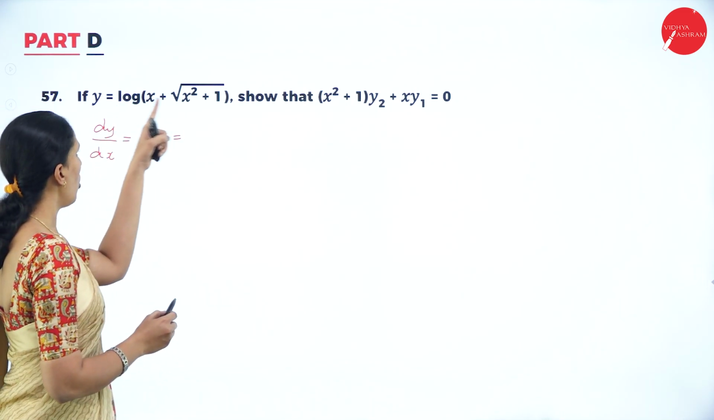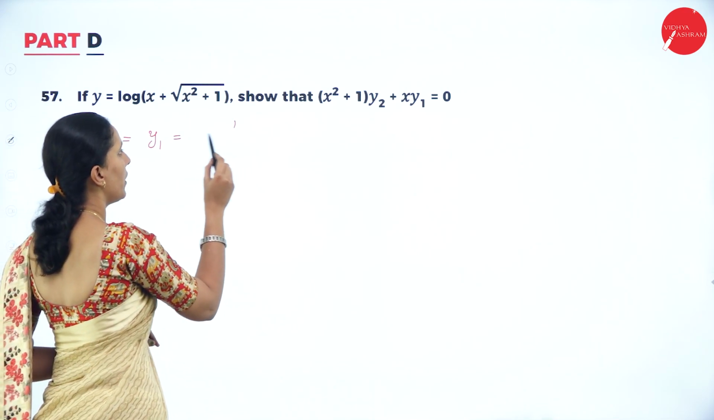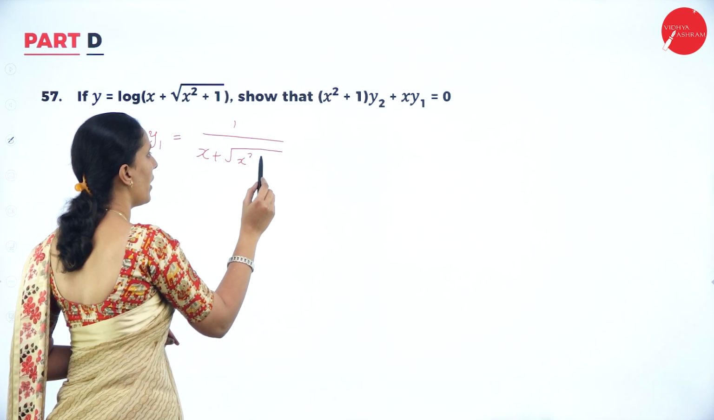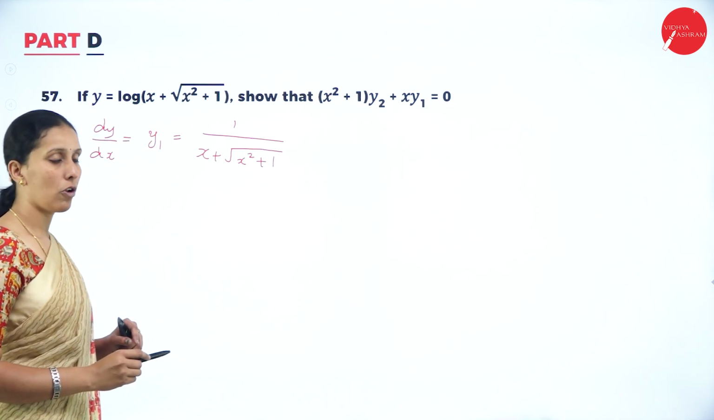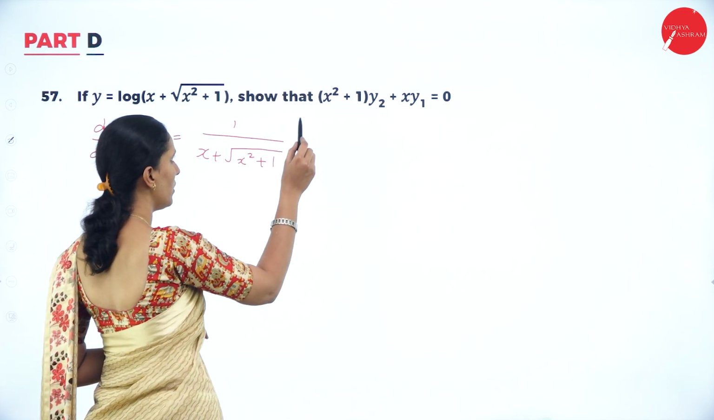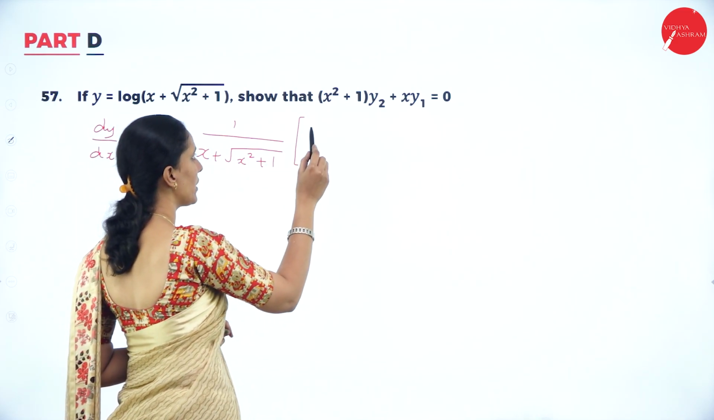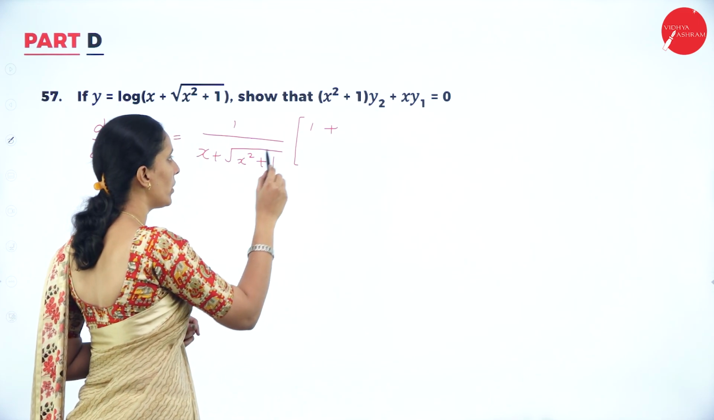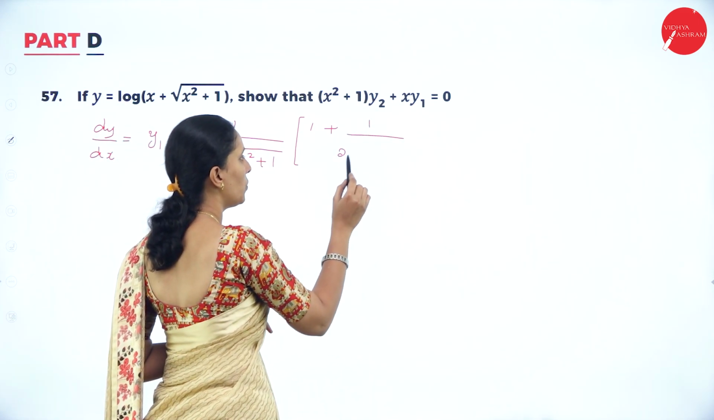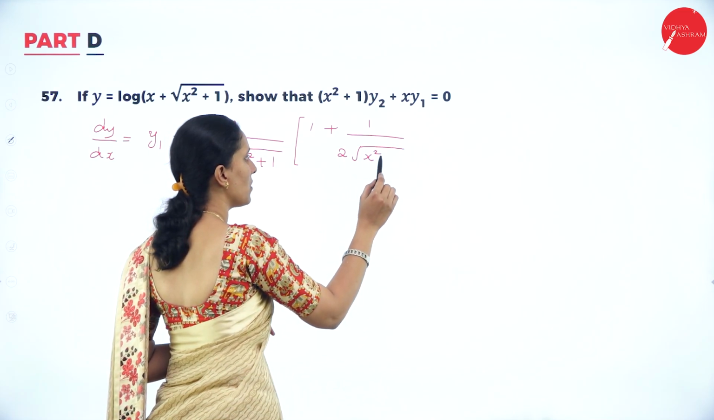So here the log of the function is 1 over x plus root of x square plus 1. So it is the reciprocal of that function. Again let's derive this 1 plus root of x square plus 1. When you derive it, the derivative of x is 1. The root of x means it is again the 1 by 2 root x form. So therefore it is 1 by 2 root x square plus 1.